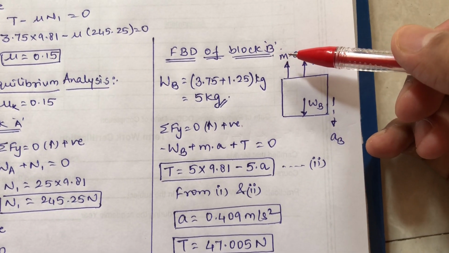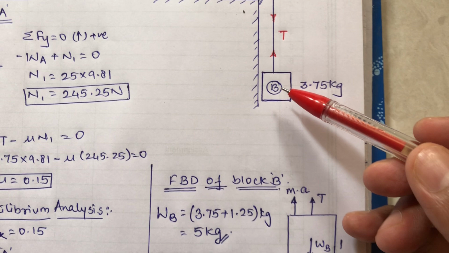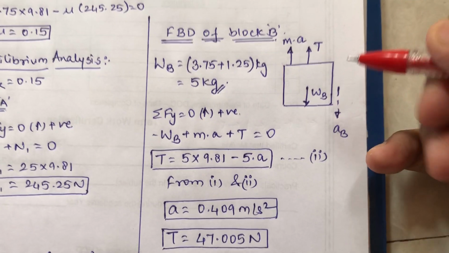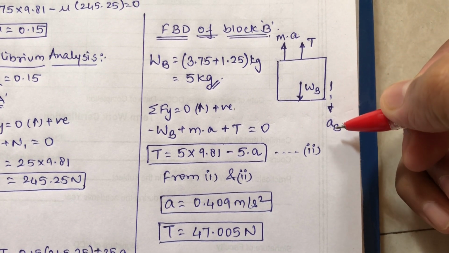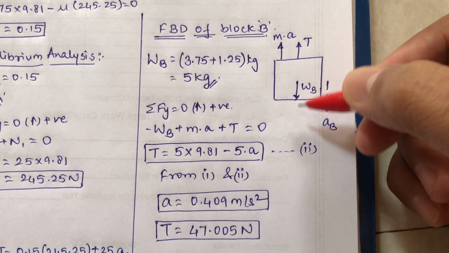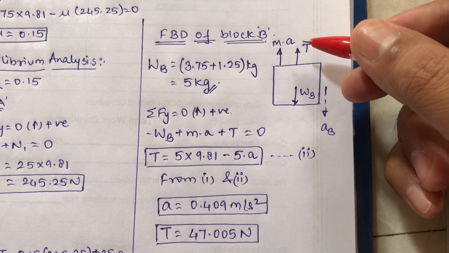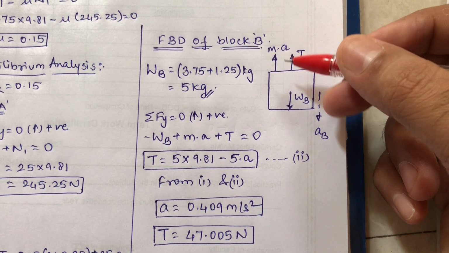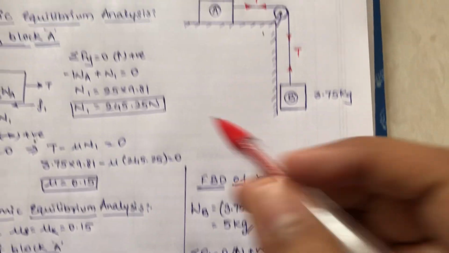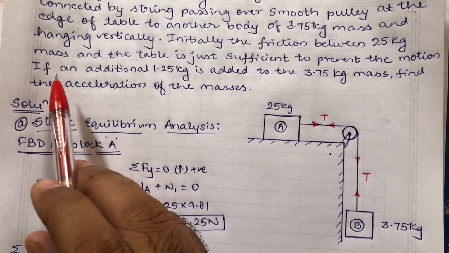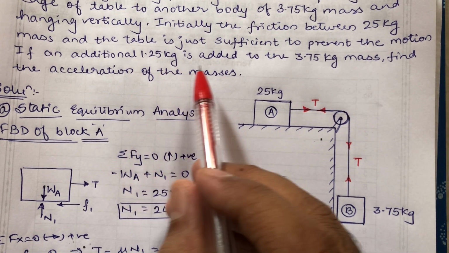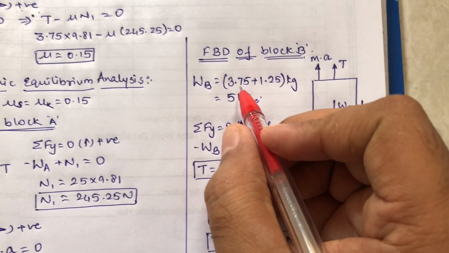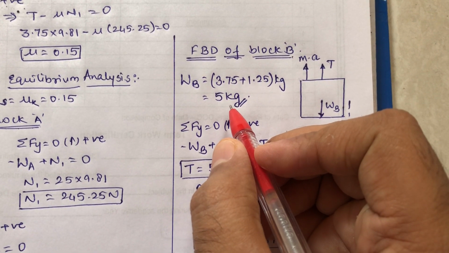Let's see the other block. FBD of block B: there is a weight acting downward and tension acting upward. We have considered here that the acceleration is downward, the motion is happening downward. So WB down, T above. If motion is down, the inertial force will be opposite to the motion, so MA is above. Now, in the last section of the problem, an additional 1.25 kg is added to 3.75 kg. So adding 3.75 plus 1.25, I get 5 kg.